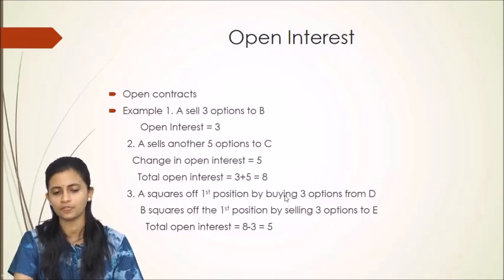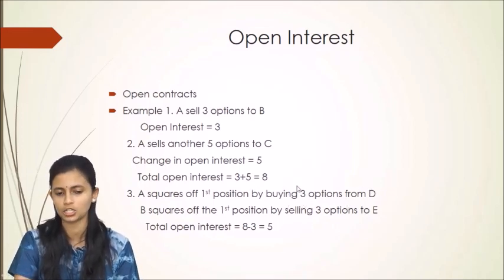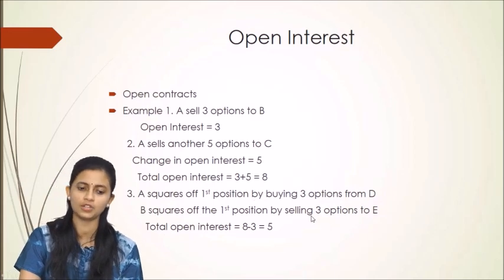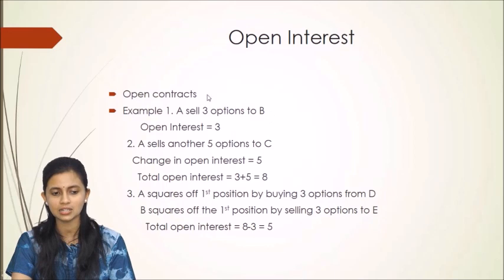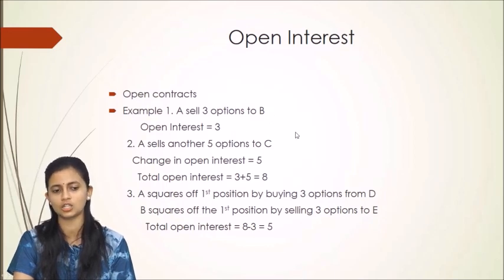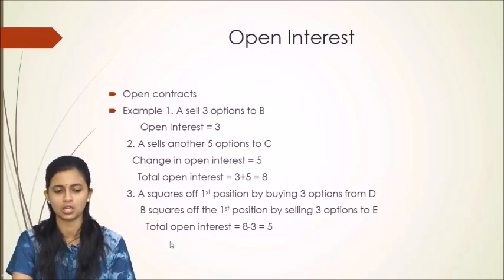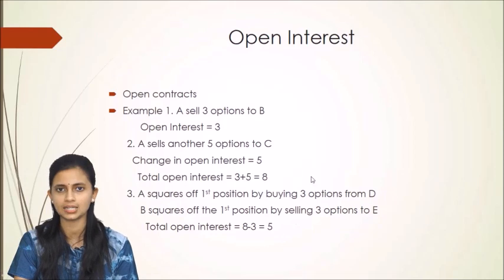So A squares off the first position by buying 3 options from D, and B squares off the first position by selling 3 options to E. So now what happens? The first contract, with respect to 3 options, is closed. So the total open interest will come to 8 minus 3, 5. So this is how open interest is calculated.